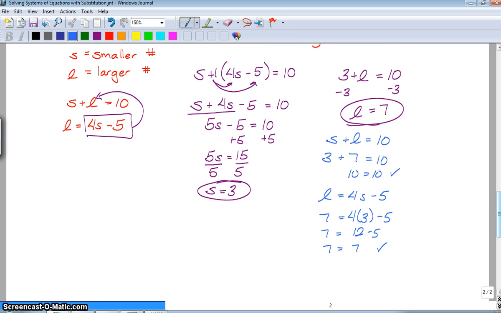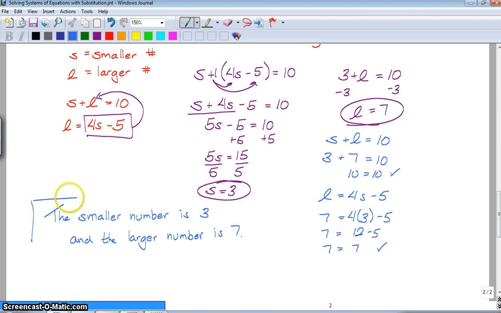Now, different teachers are going to ask you to give the answers in different ways. I'm going to ask you to write me a sentence, actually answer the question. So tell me the smaller number is 3 and the larger number is 7. And that's the final answer I am looking for.